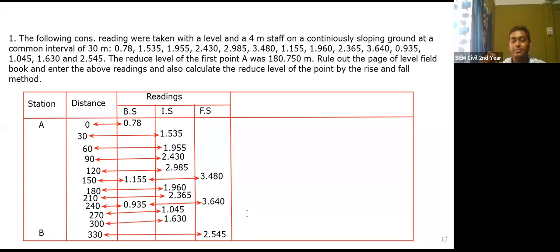So after that, the value is decreased. So that means 1.155 is considered as the BS. So next, 1.960 and 2.365 are also IS values, that means intermediate sight. After the 3.640, the next value is 0.935. That means another fall has occurred. So 3.640 is considered as the FS, and 0.935 is considered as the BS. So next 1.045 and 1.630 are considered as IS values, and the last value is considered as the FS. So that means 2.45, 2.545.